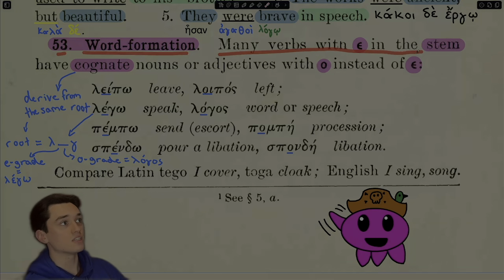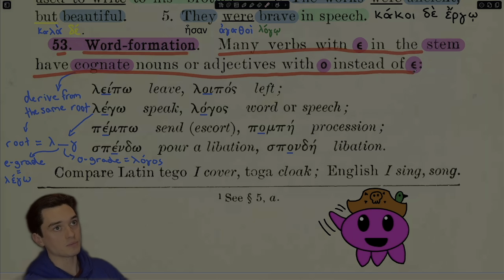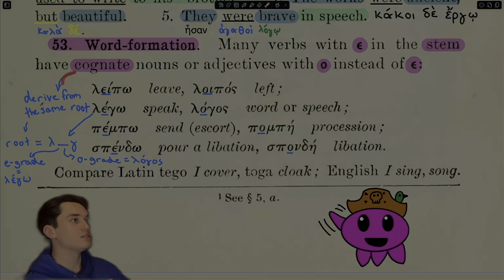53. Word formation. Many verbs with epsilon in the stem or root have cognate nouns or adjectives with omicron instead of epsilon. When something is cognate, it means that they derive from the same root or stem. These four are all examples of words that are verbs and nouns that come from the same stem or root. When there's an epsilon, it's in E grade. However, when there's an omicron, it's in O grade. E grade often has the verbs, whereas O grade often has the nouns.